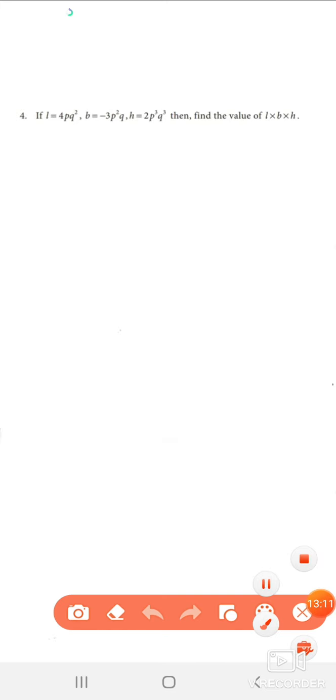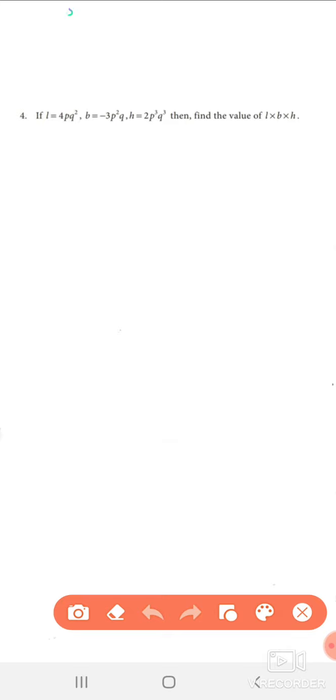Now come to the next problem. If L is equal to 4pq square, B is equal to minus 3p square q, H is equal to 2pq cube, then find the value of L into B into H. Again the same, we are going to multiply. So what we have to find? L into B into H.